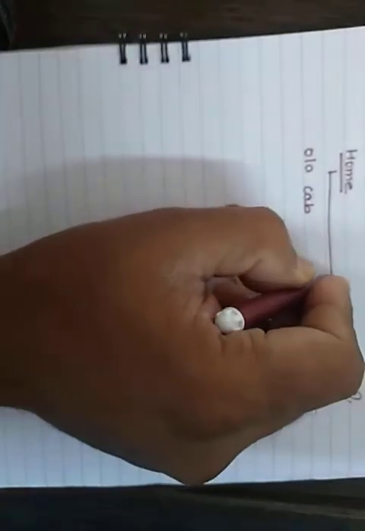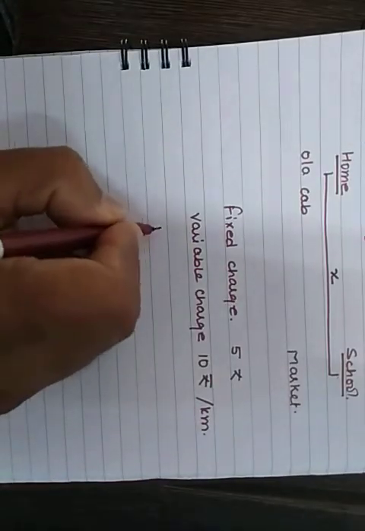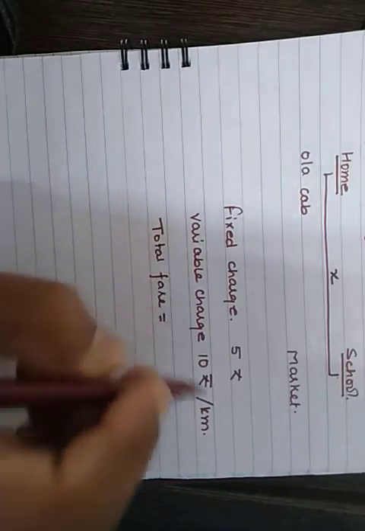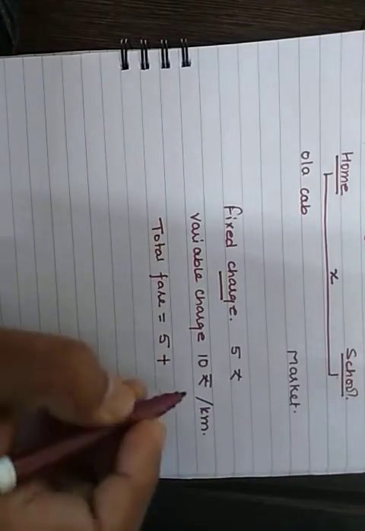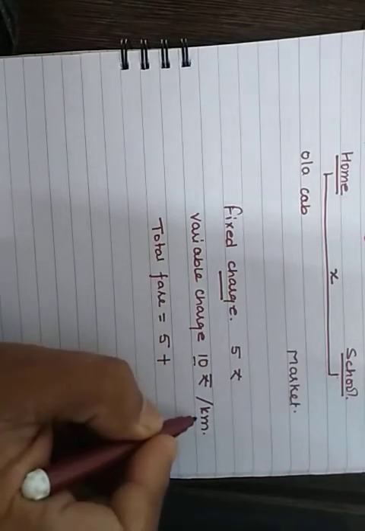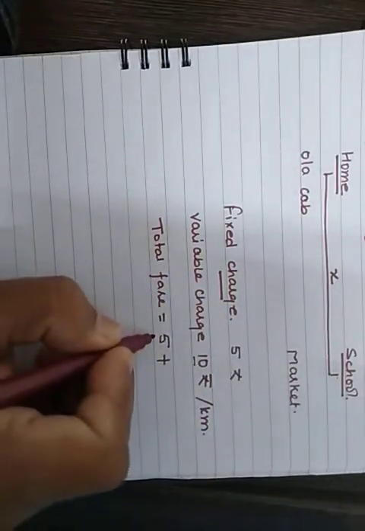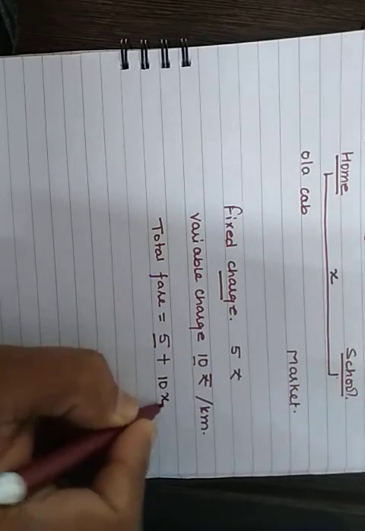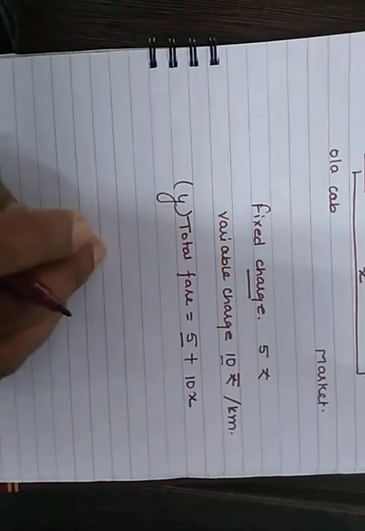Now the distance from my home to school, suppose this is x. So the total fare comprises this fixed charge and the variable charge, that is 10 rupees per kilometer, and the distance is x. So the total fare consists of this fixed charge 5 and the variable charge 10 into x. Let this total fare be y.